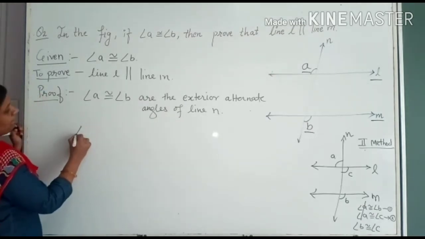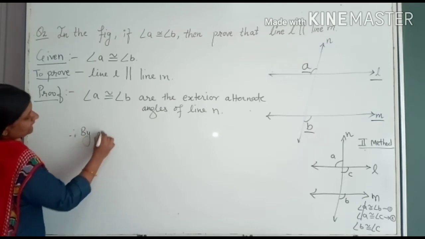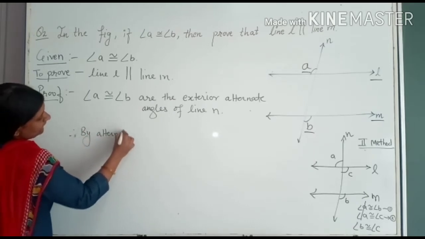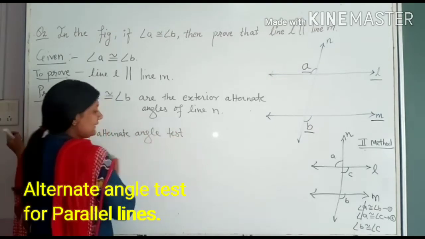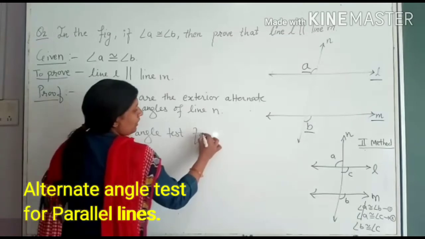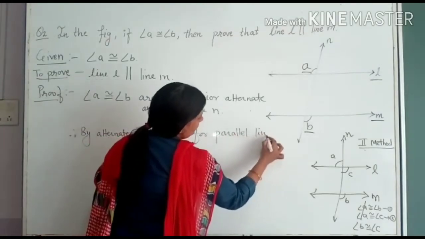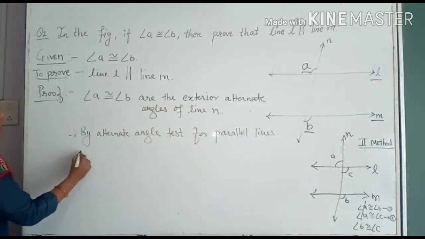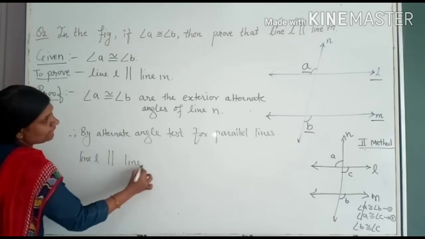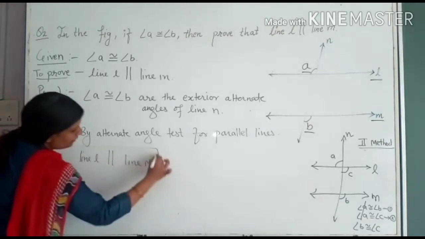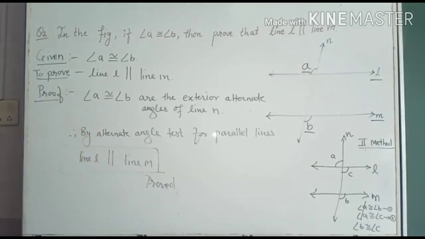So we can say, therefore, by the alternate angle test for parallel lines, line L is parallel to line M. Proved. Easy it is. Thank you.